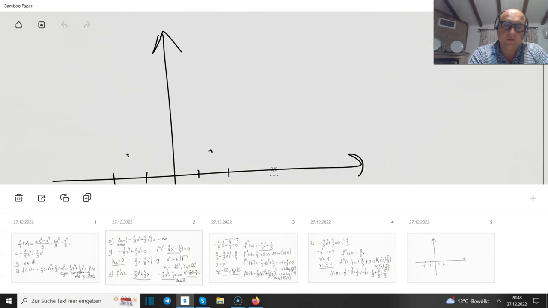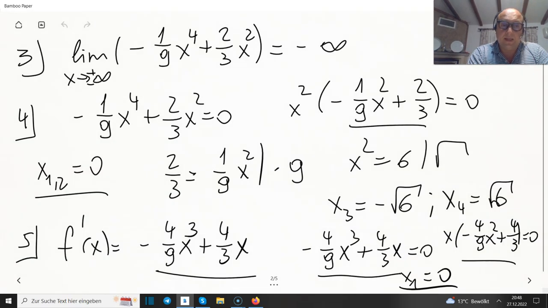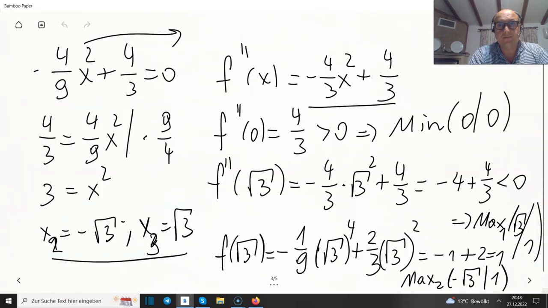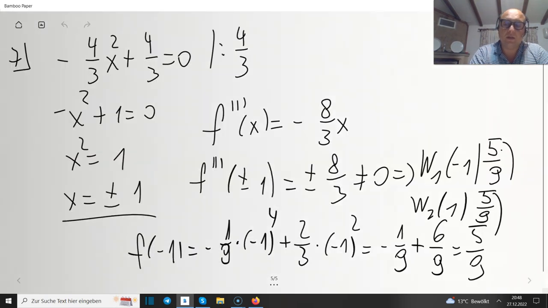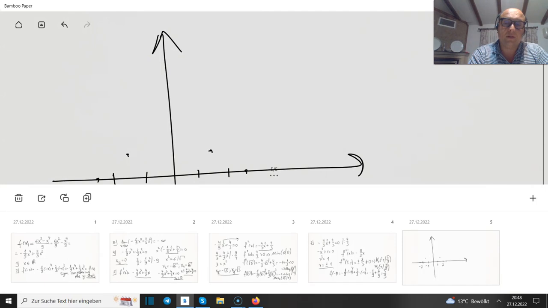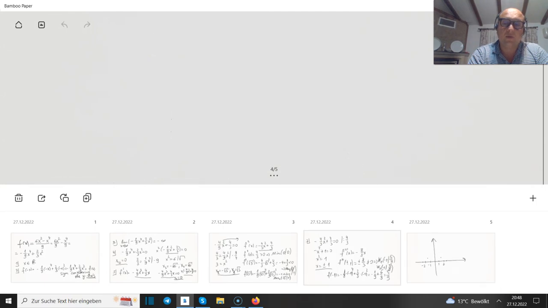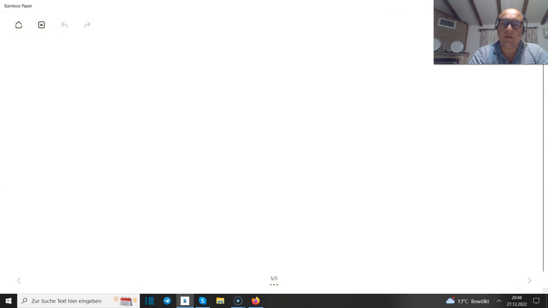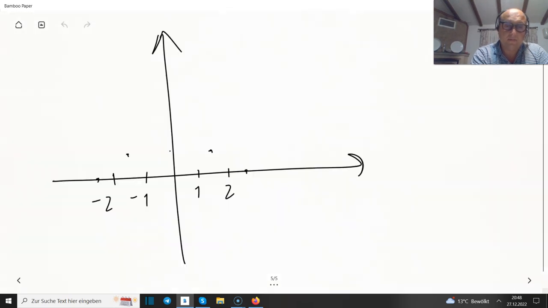So those are two upper points. Then what else do we have? We have 0 points, of course. At 0, a double 0 point, and at plus minus square root of 6, which is roughly 2.45, something like this. So we get to go somewhere further, somewhere here, which makes sense as well. At 0, we have a min, and we have points of inflection at, I think it was 1, right? Plus or minus 1 and 5/9. So this was 1. So somewhere here.